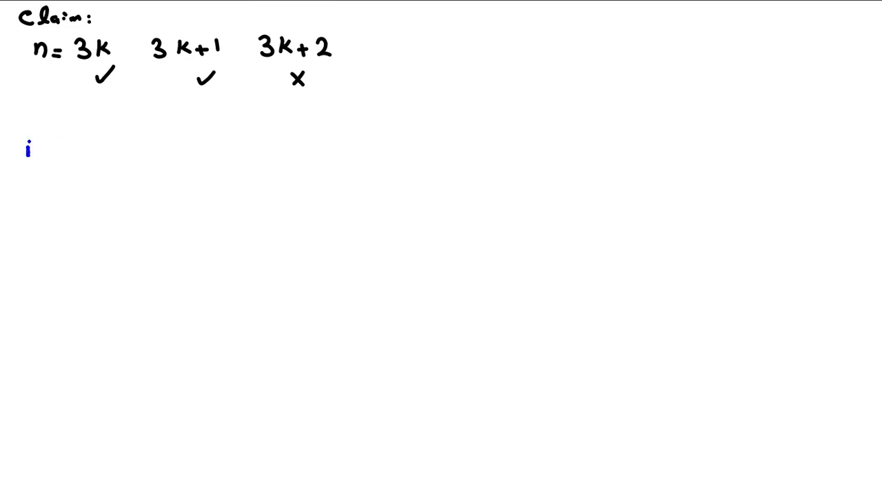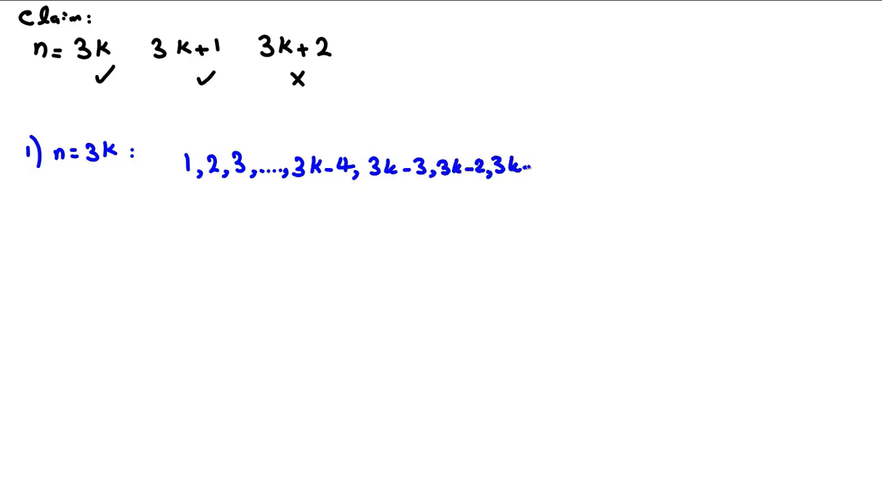In the first case, let's consider n equal to 3k and let's solve. We want to reach from 1, 2, 3, for example, 3k minus 4, 3k minus 3, 3k minus 2, 3k minus 1, 3k. How can we reach from this to this one, that is 3k, 1, 2, 3? We want to take 3k to the last part, 3k minus 2, 3k minus 1. Okay.